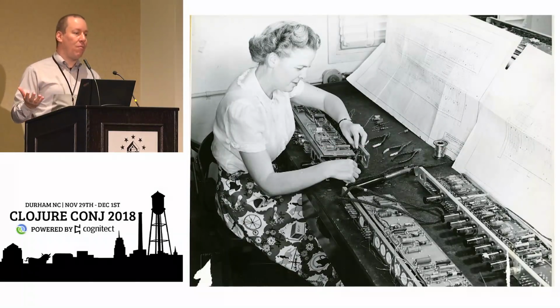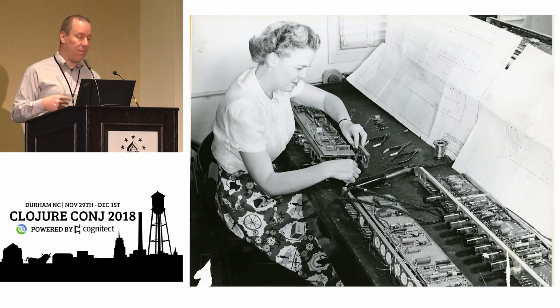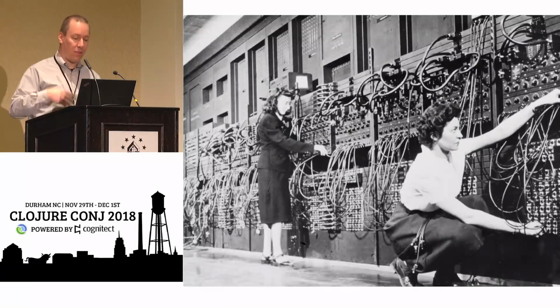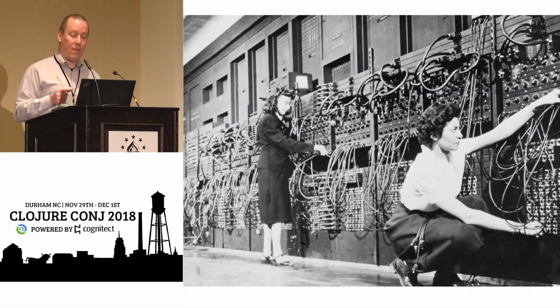Now, when we started off with computing back in the 1940s, everything was literally done by hand. The schematics were drafted by hand. The chassis that the computers were made up of were wired by hand, and they were made out of discrete components, vacuum tubes and resistors and capacitors and relays, and they were huge. This is ENIAC. This is the first general-purpose electronic computer.